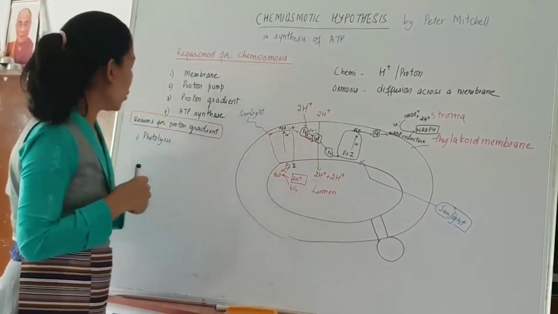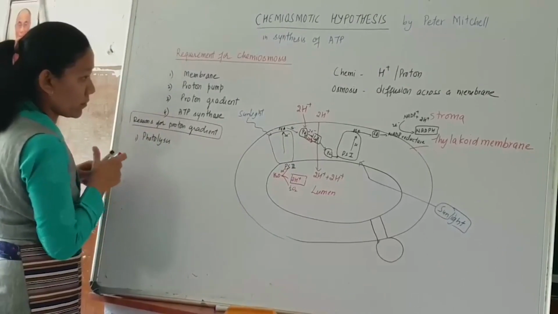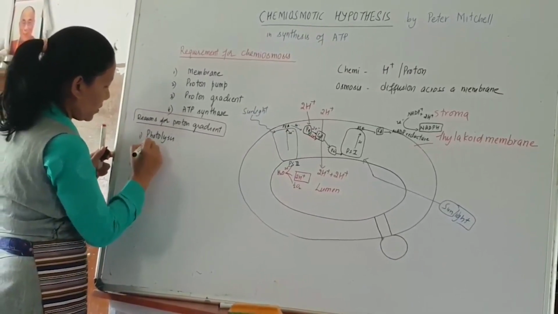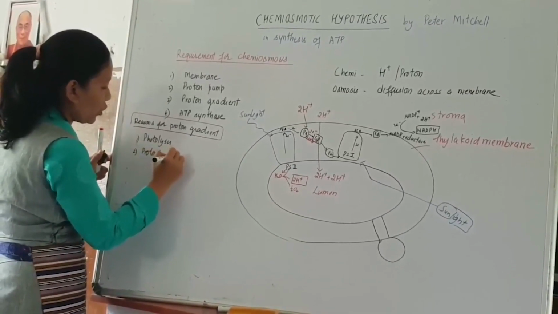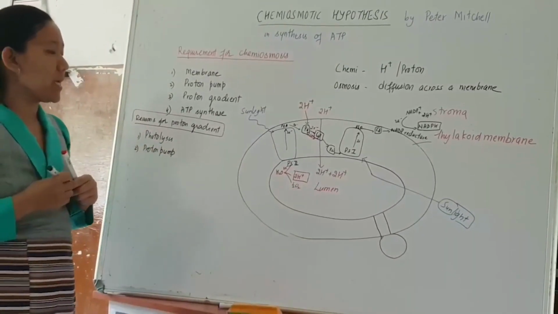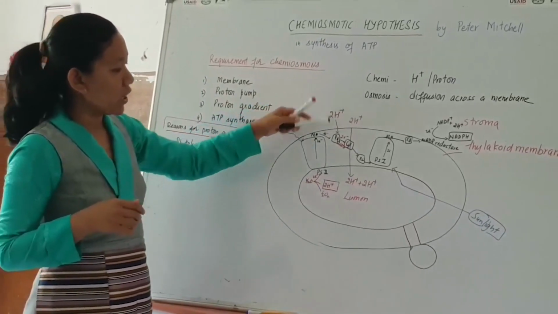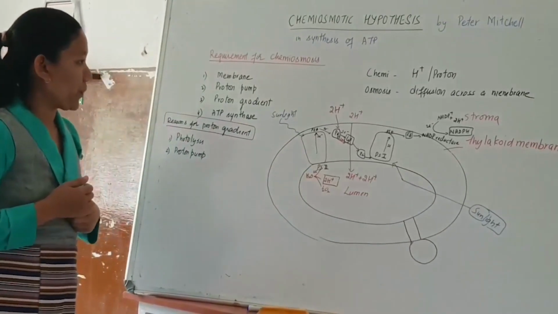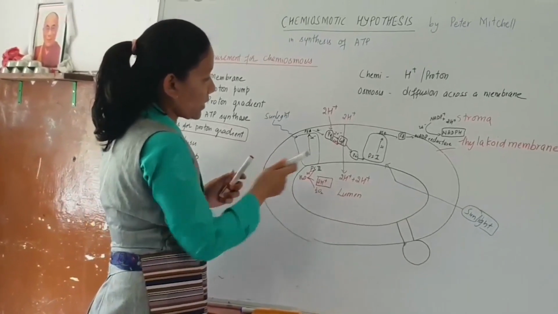the energy. So the second one is proton pump. So what it does is it carries the proton from the stroma into the lumen, increasing the proton concentration. Now the next thing you see is here.